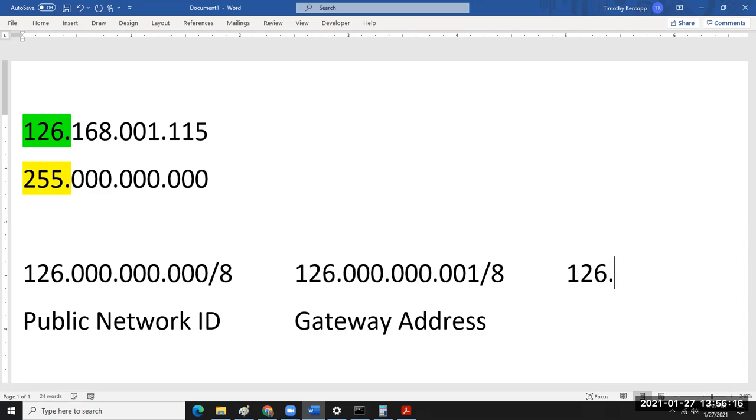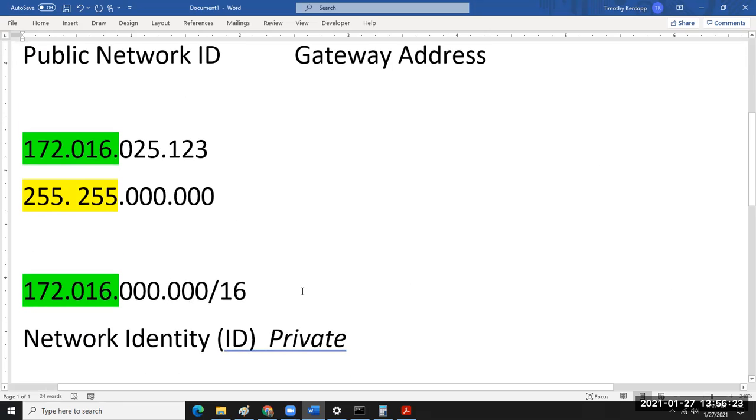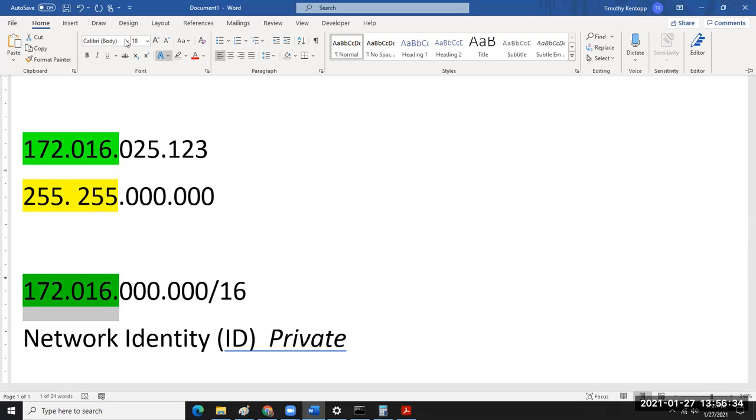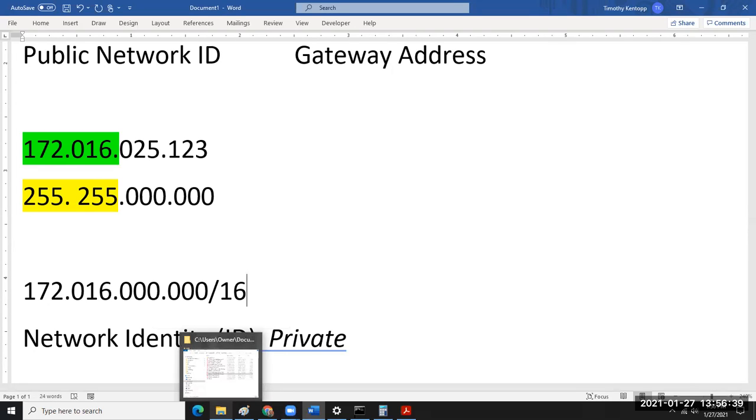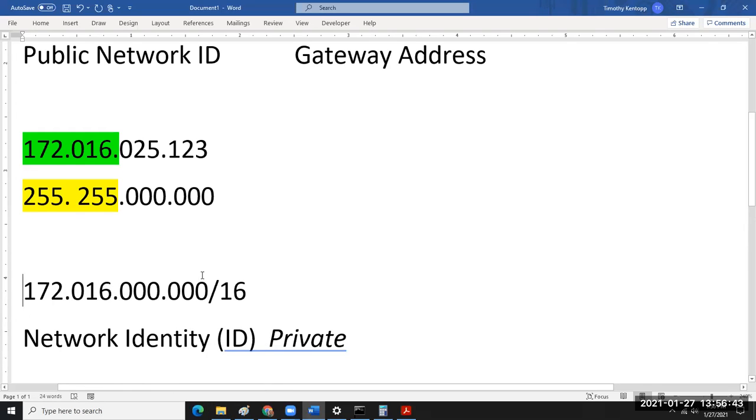Is everybody still with me? I know we're almost finished. I'm almost ready to stop. Can we do this next one? Here's our network ID. What do you add to this to create the gateway address? What did we just tell you? Add a 1. Add a 1. So you basically just copy and paste this whole thing, right?